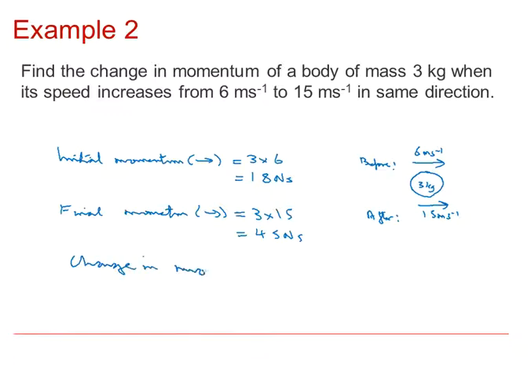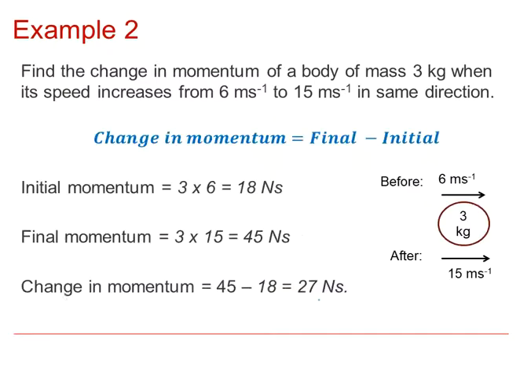and therefore the change in momentum is the final momentum, which was 45, take away the initial momentum, which was 18, which gives us a change of momentum of plus 27 Newton seconds. So you'd expect a positive change of momentum since the speed has gone from 6 up to 15 meters per second. And you can see the method there.